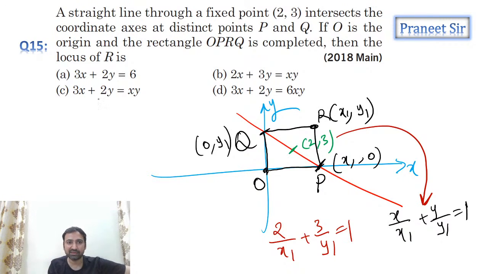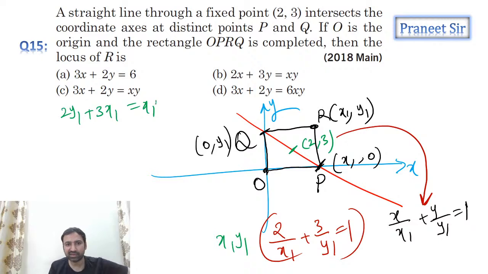If you want, you can simplify this. You can multiply this entire equation by x1, y1. If you multiply the entire equation by x1 and y1, tell me what I get. Am I getting 2y1 plus 3x1 is equal to x1, y1? Yes, that's it. That is the answer. Where are we getting this? Is it the third option? Guys, is it clear how we are getting the answer?